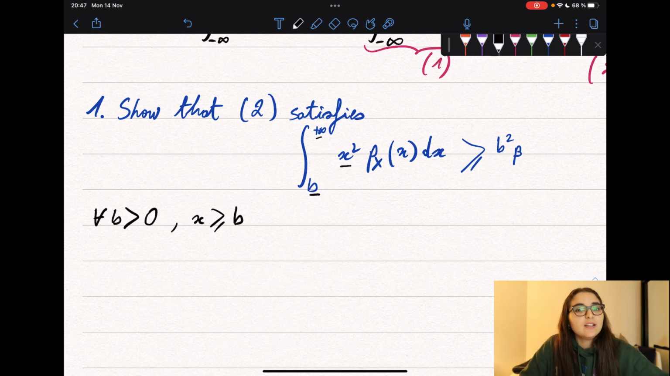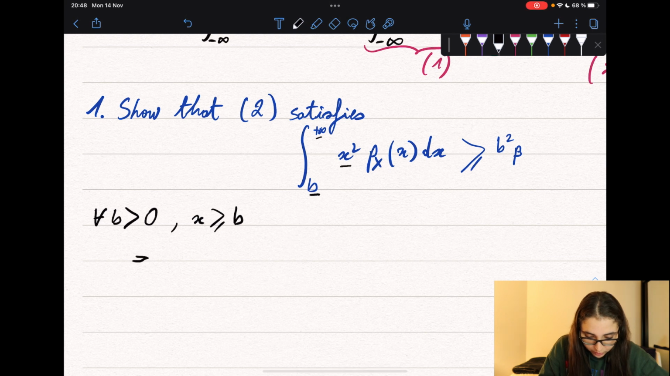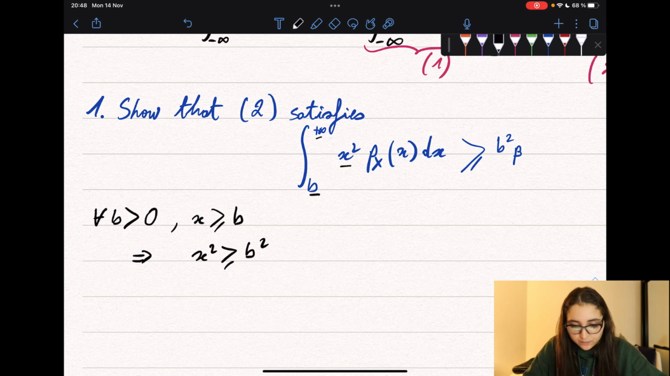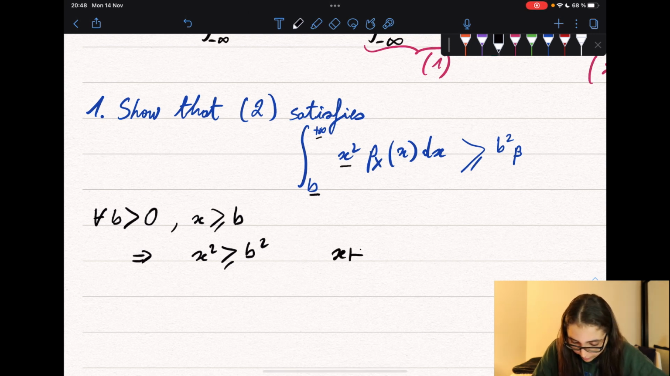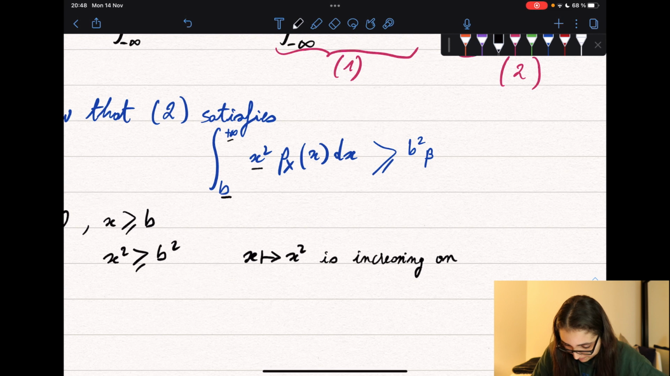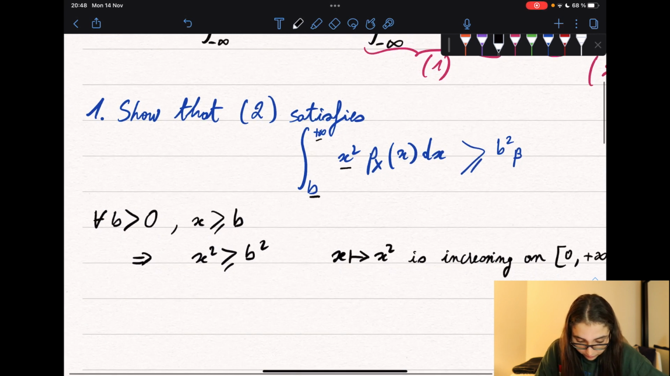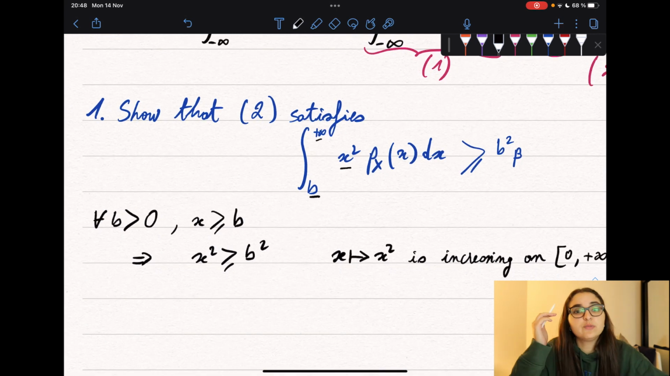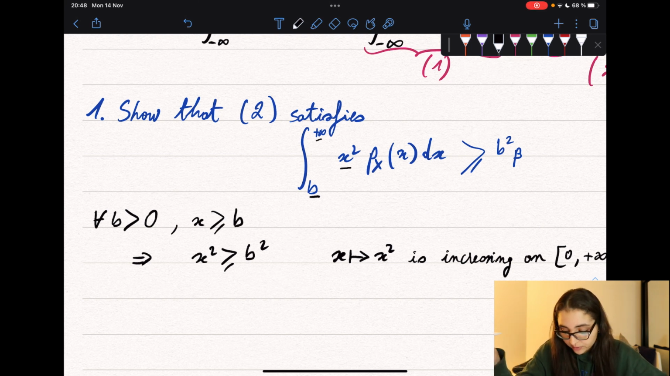The fact that x is higher or equal than b, and that b is strictly higher than 0, means that we can apply the square function to this inequality without changing the direction of the inequality. Why is this the case? This is because the square function is increasing on the interval from 0 to plus infinity, and given that we are assuming b is strictly higher than 0, it is increasing on this interval.